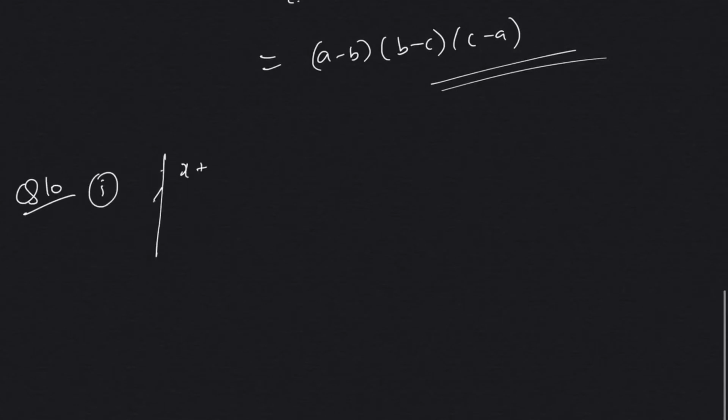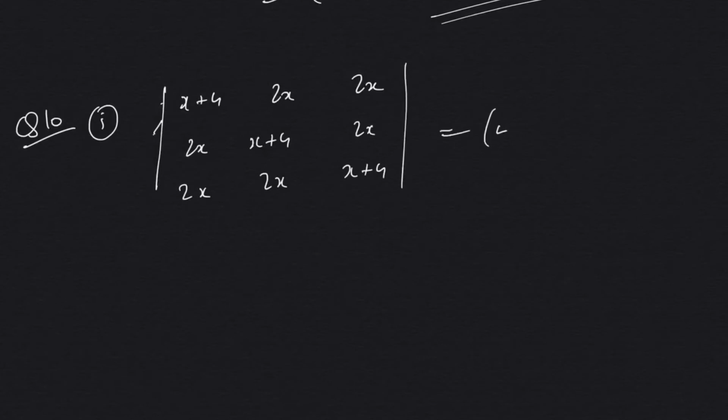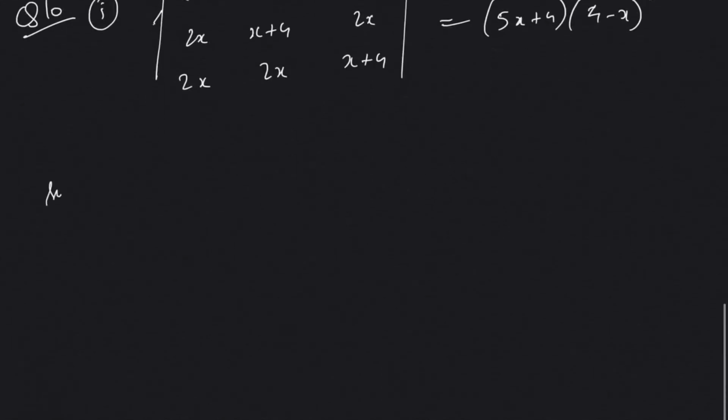Of the proof, x plus 4, 2x, 2x, 2x, x plus 4, 2x, 2x, 2x, x plus 4 is equal to 5x plus 4, 4 minus x. It's not only with matrices, okay.